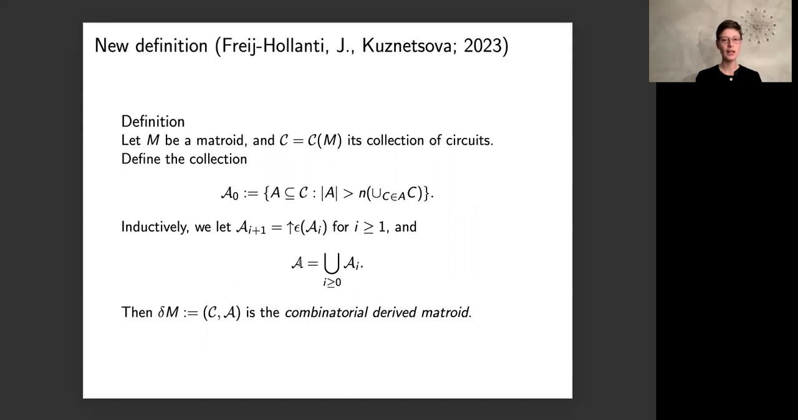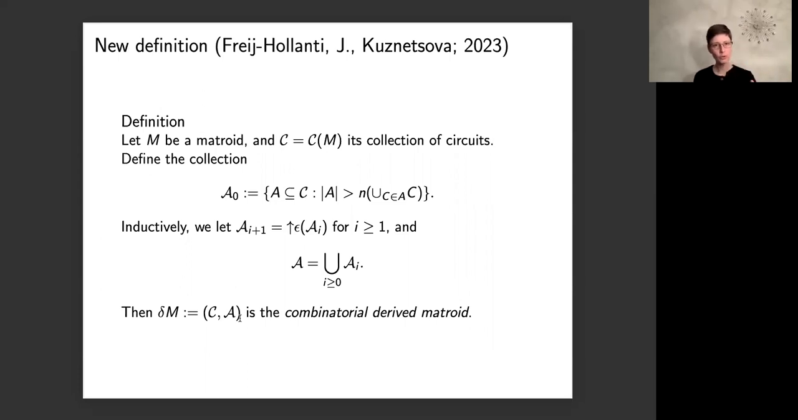And in the end, what we say is our curly A is going to be the union of all these A_i's. And in fact, it's going to be the last one, because you never throw things out. You only put extra things in. And so our derived matroid is going to have as its elements the circuits of the original matroid. And the dependent sets are going to be this curly A, so the necessarily dependent sets, and then we close it under these two operations.